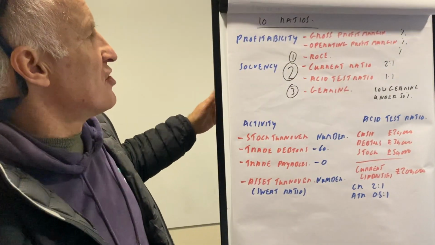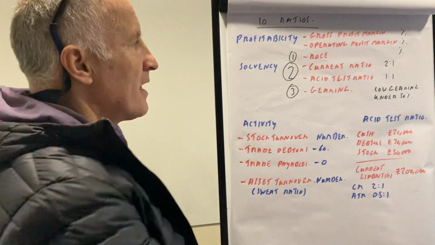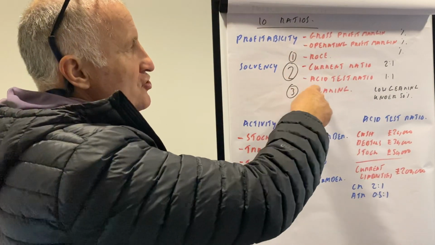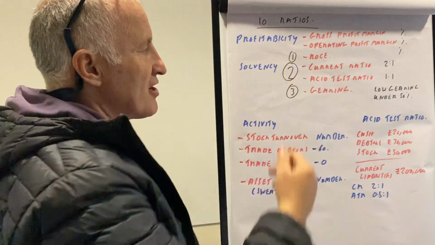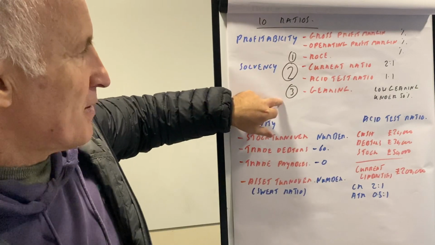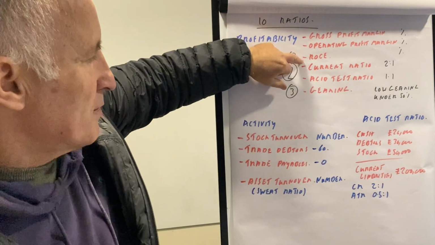Okay, there are 10 ratios in total. Gross profit margin, operating profit margin, ROCE, current ratio, acid test ratio, gearing. These ones are the big three. These ones here will all be percentages.